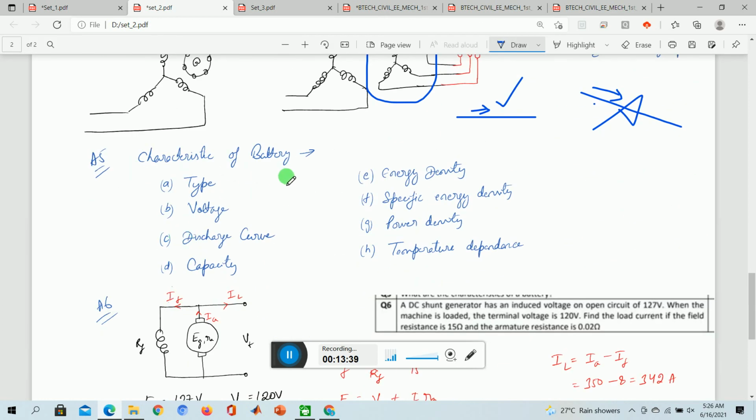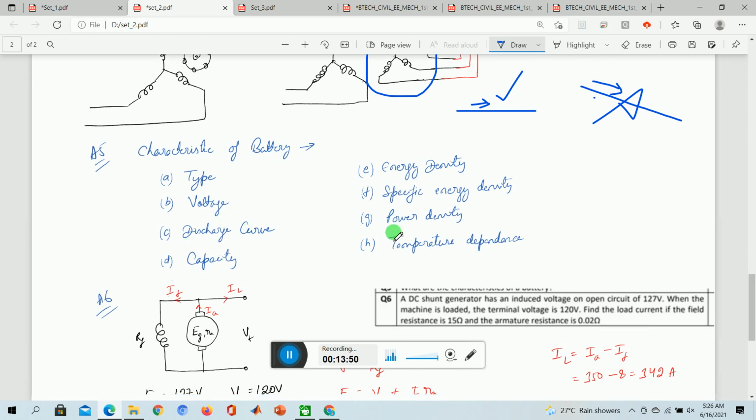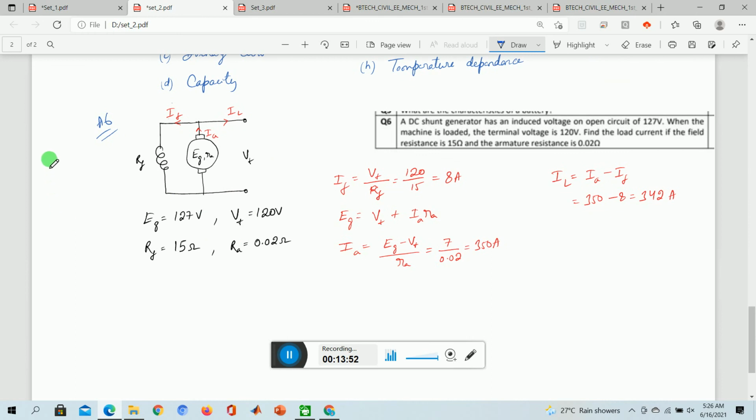What are the characteristics of the battery? There are different characteristics a battery can have. So you need to just write down the points and elaborate a little bit on them, so you can get full marks. And next you have question number 6.